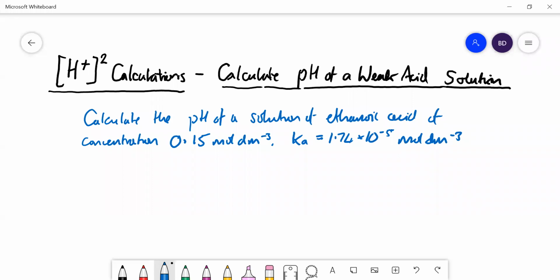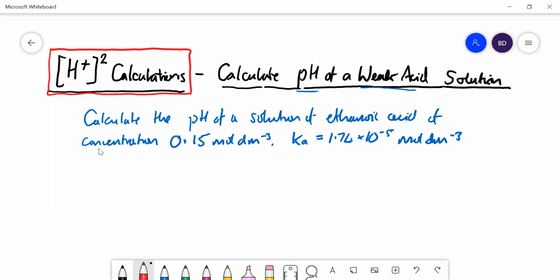Okay, in this video, we're going to calculate the pH of a weak acid solution when we know its concentration. And I call these H plus squared calculations for a reason which we'll see later. It's a good idea to do that, because later on we'll see there are certain times when you can't use this technique, and it's important to know its limitations.